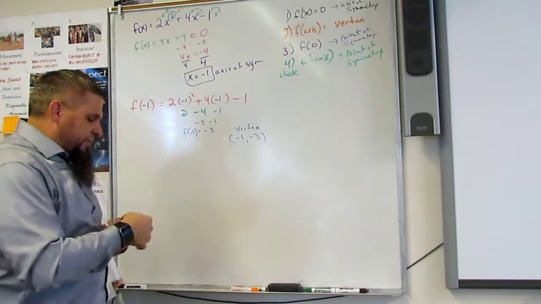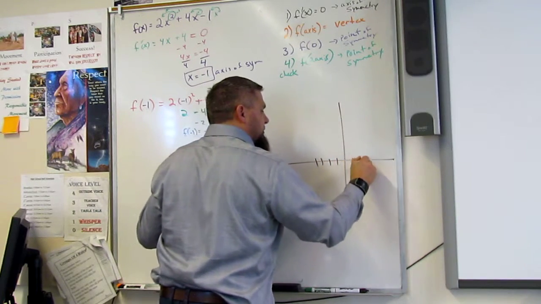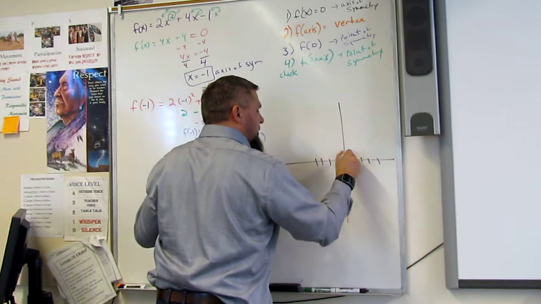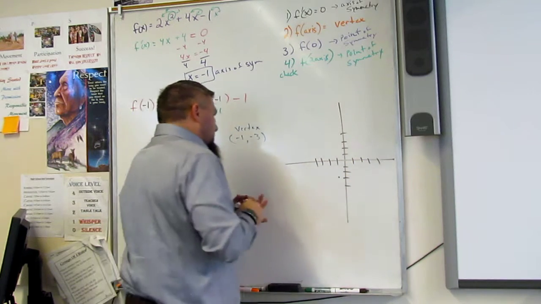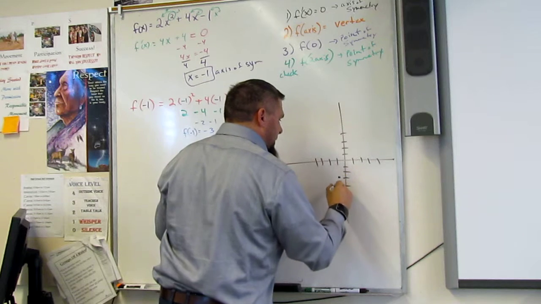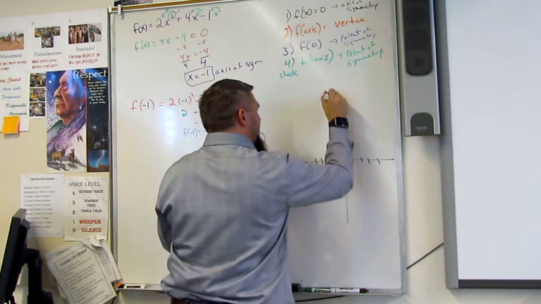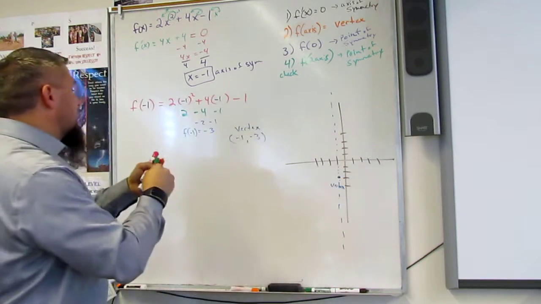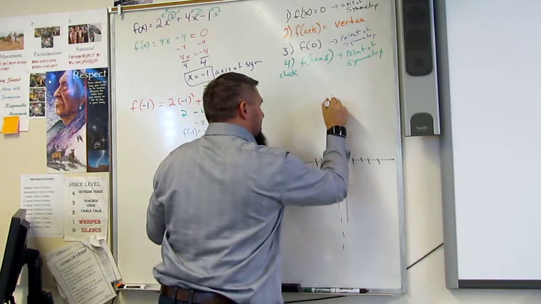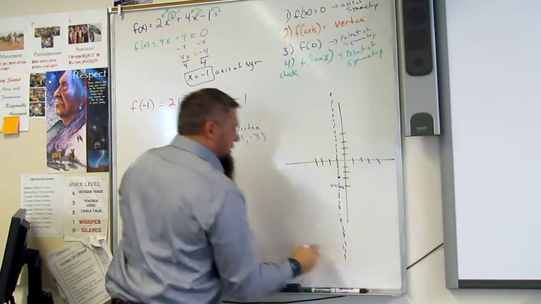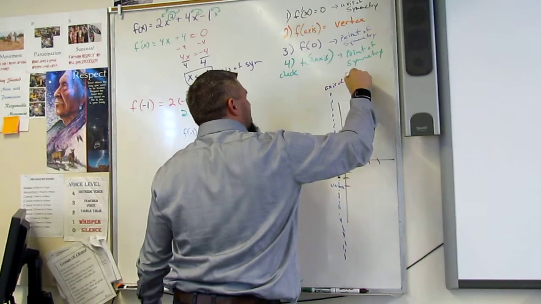Okay? So if I want to graph it, 1, 2, 3, 4, 1, 2, 3, 4, 1, 2, 3, 4, 1, 2, 3, 4. -1, -3 is -1, -3. Okay? And so that's my vertex. This is my axis of symmetry. Okay, so that's that purple right here. This is the axis of symmetry. So I have my vertex, I have my axis of symmetry.